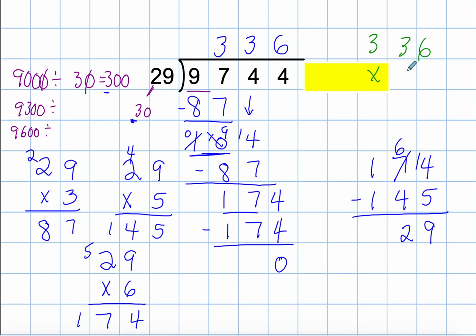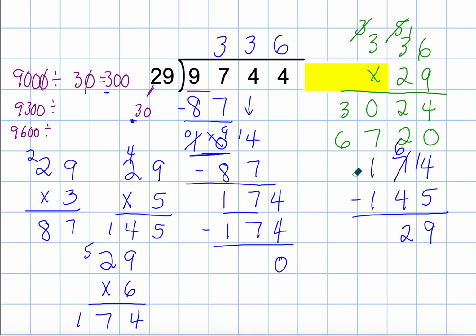336 times 29, that's 54. 27 plus 5 is 32. 27 plus 3 is 30. Place my 0. 2 times 6 is 12. 2 times 3 is 6, plus 1 is 7. 2 times 3 is 6. And then the last thing I need to do is just add my partials here.